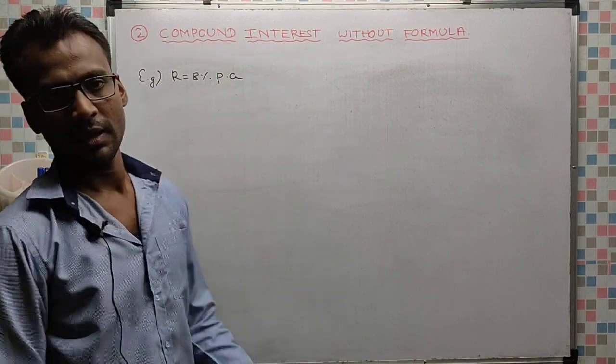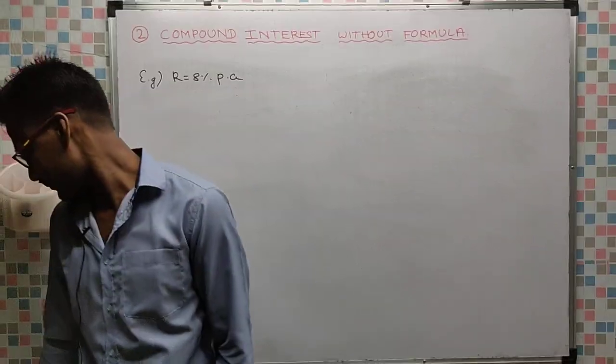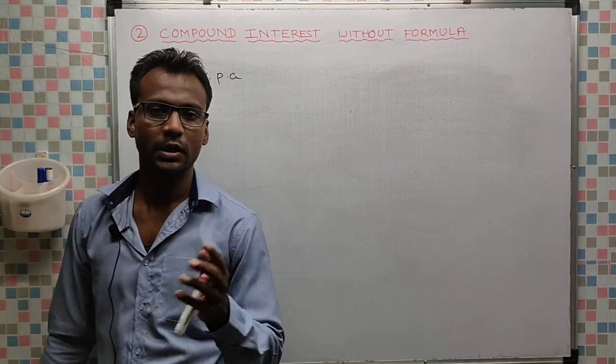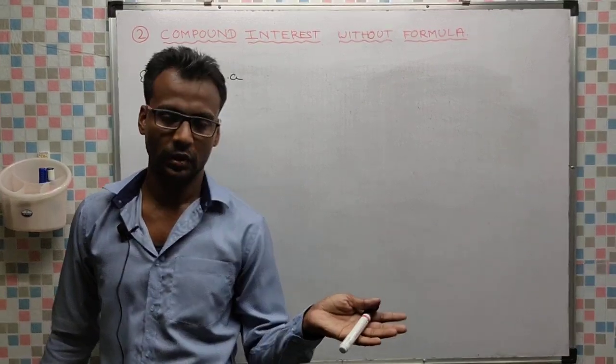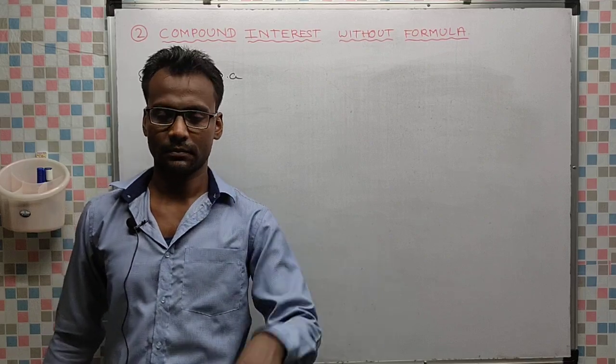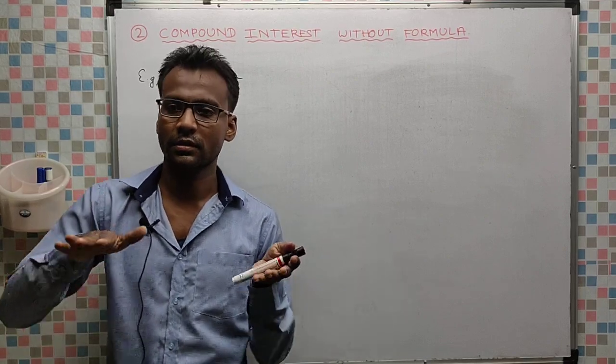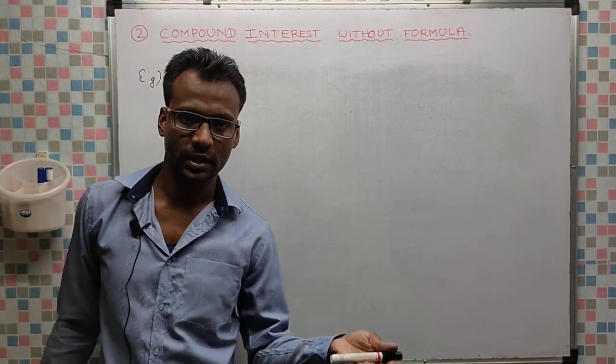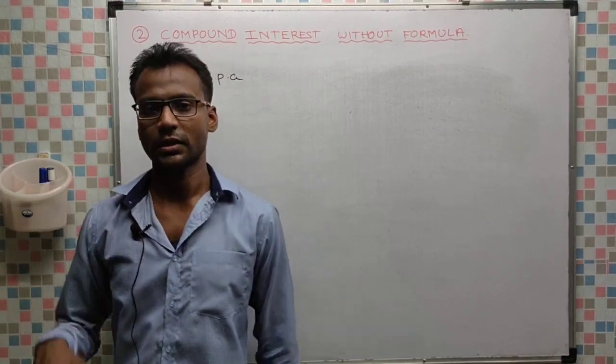Okay, R is 8% per annum. The difference between simple interest and compound interest: obviously, compound interest will be more than simple interest. Only for the first year they are the same. From the second year, compound interest becomes more than simple interest, because simple interest remains constant, while compound interest increases gradually every year.